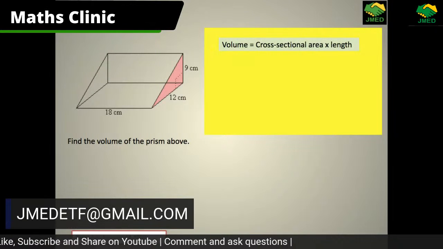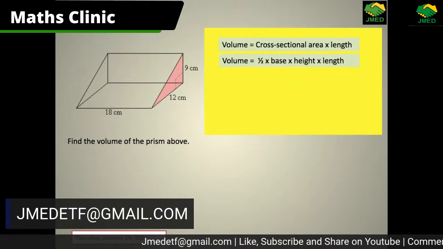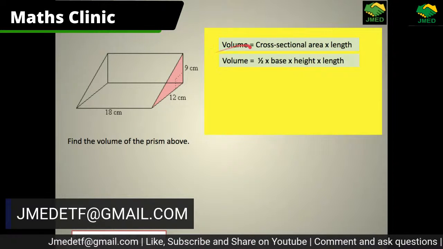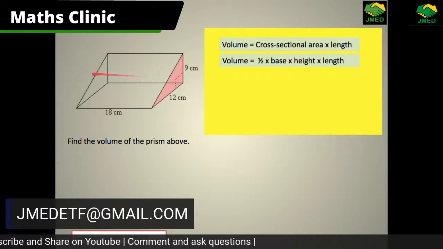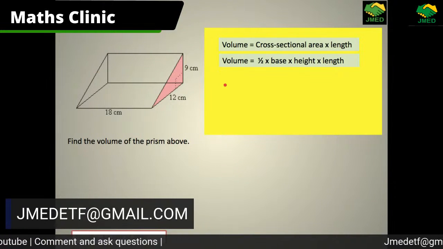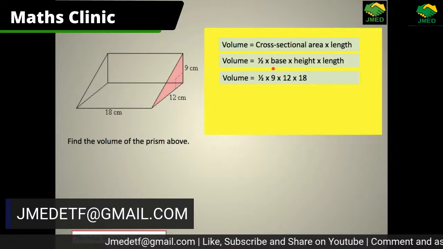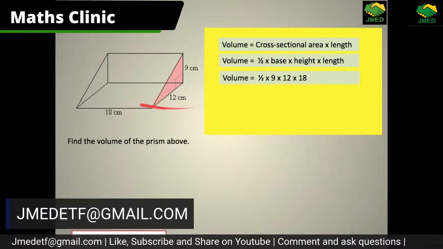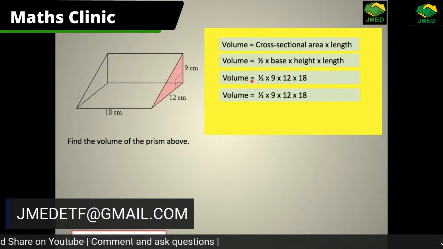So let's have a go at this. We know that the volume for prisms is cross-sectional area times length. So all we need to do here is identify the cross-section, which we know is a triangle. We're going to use the formula half base times height, and times the length of this shape, okay? Substitute the values. Standard procedure, we just replace what we know. We know the base is 12, the height is 9, the length of the shape is 18. Substitute, and then from here, it's really just calculating and getting to the answer.